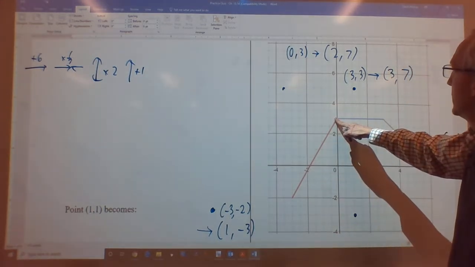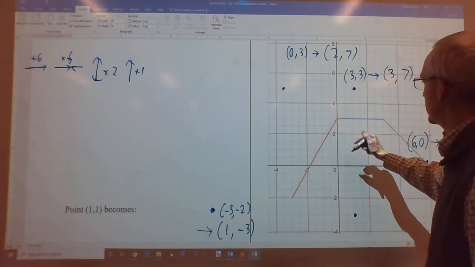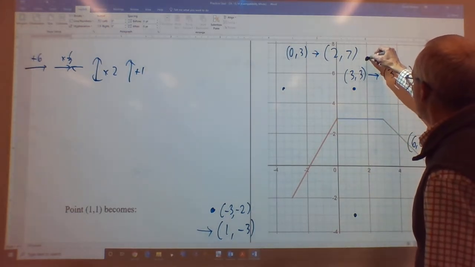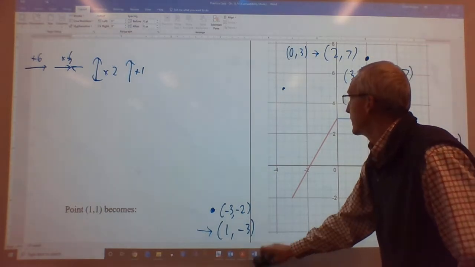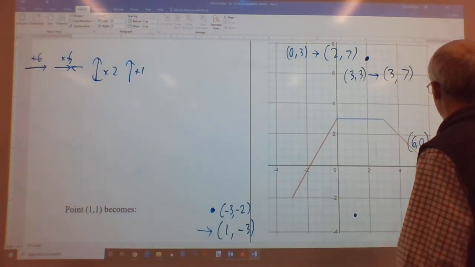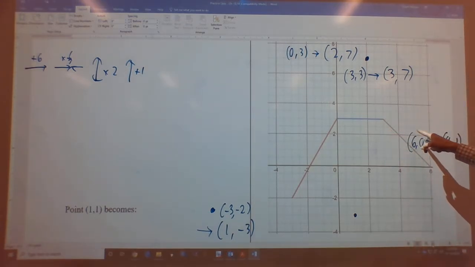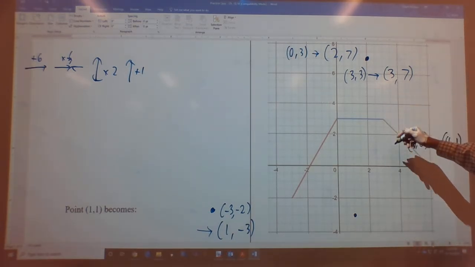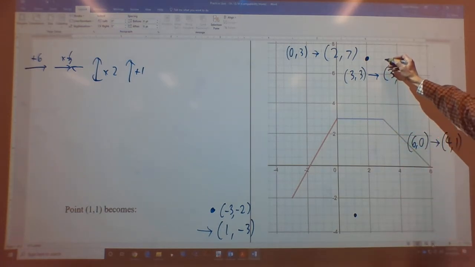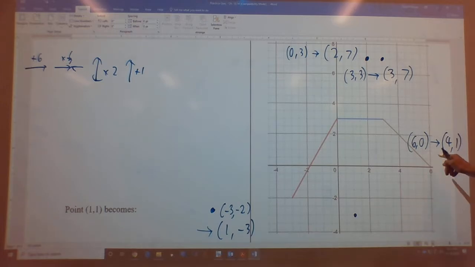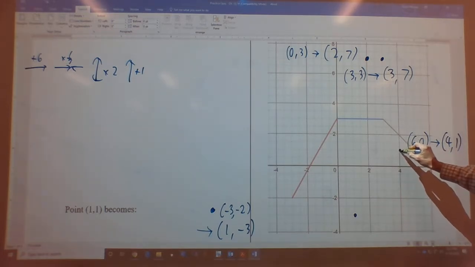Then this point here was 0, 3, which goes to 2, 7. So x equals 2, y equals 7. So there's 7. So that point right there. Let me erase all this old stuff. It's confusing me. This point here goes to 3, 7. X equals 3, y equals 7 goes to right there. Weird, they're right next to each other. And then this one goes to 4, 1. X equals 4, y equals 1 to right there.